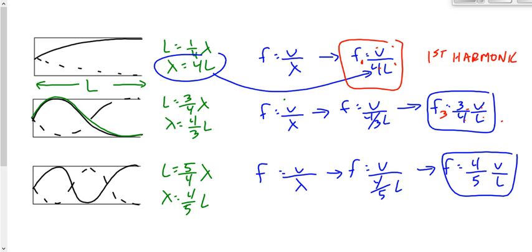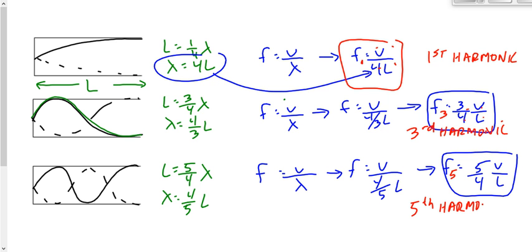Therefore, we're not going to call this the second harmonic. We're going to call this the third harmonic, because it's 3 times the value of the first harmonic. What about the next one? Sorry, that shouldn't be 4/5. That should be 5/4, right? Which means that this one is 5 times the value of the first one. We call it the fifth harmonic.